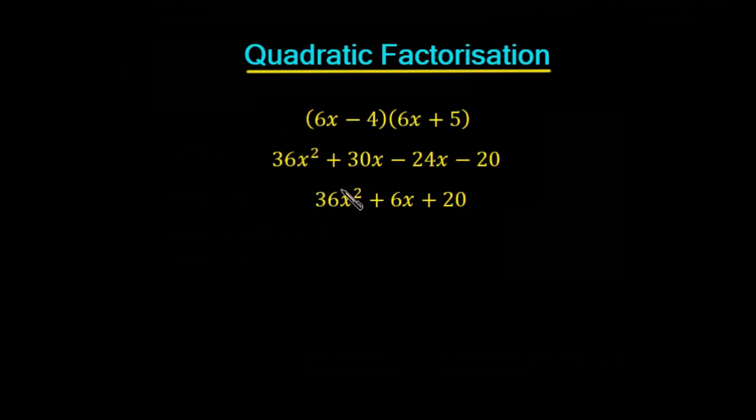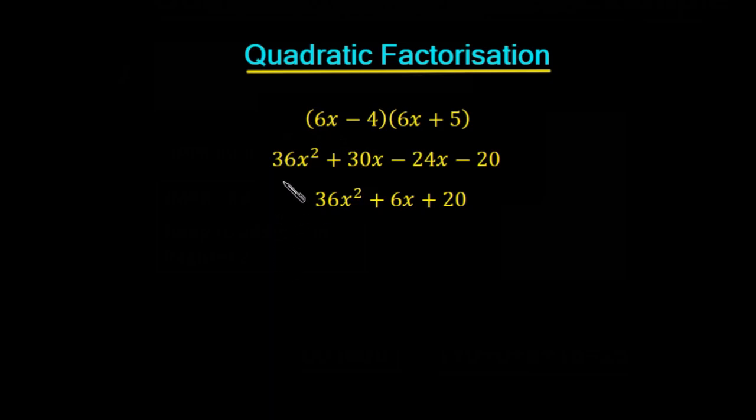Now this is the factorised version of that, and we're wanting to work from here back and say, how do we factorise this so that we get this, 6x minus 4, 6x plus 5? So the first part of it is easy enough. Whenever we want to get 36x squared, what numbers multiplied together will give us 36x squared?